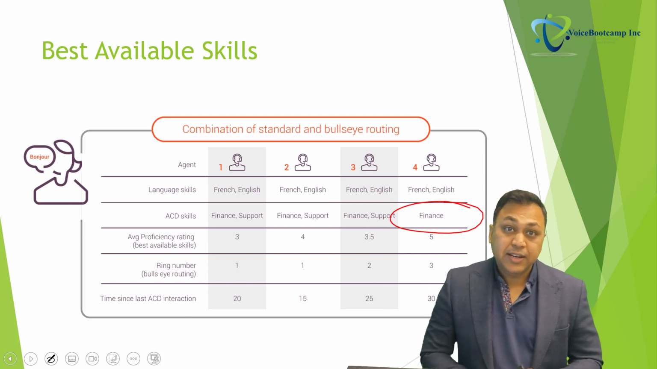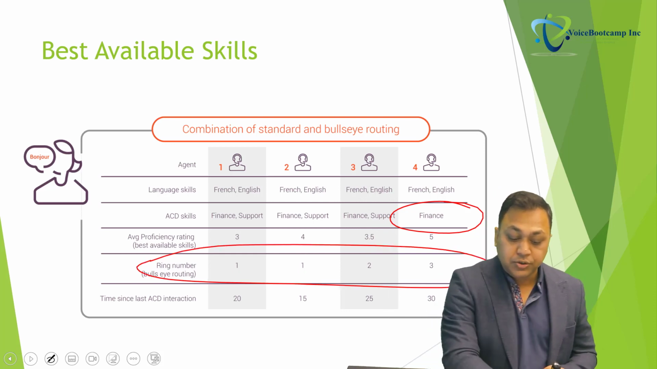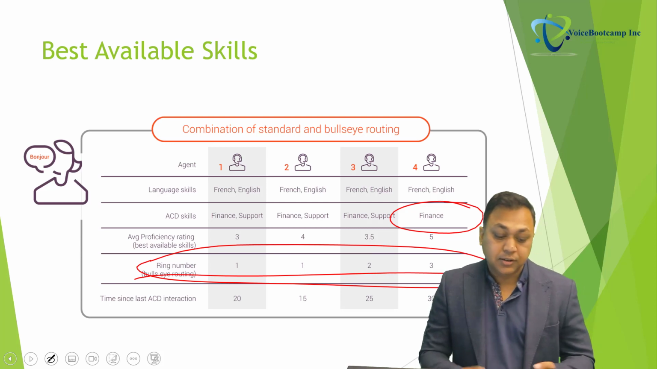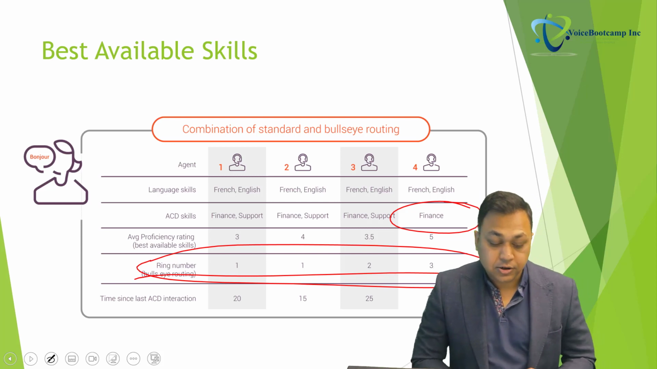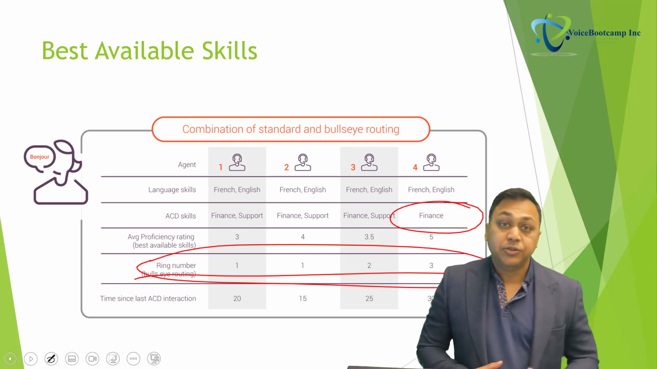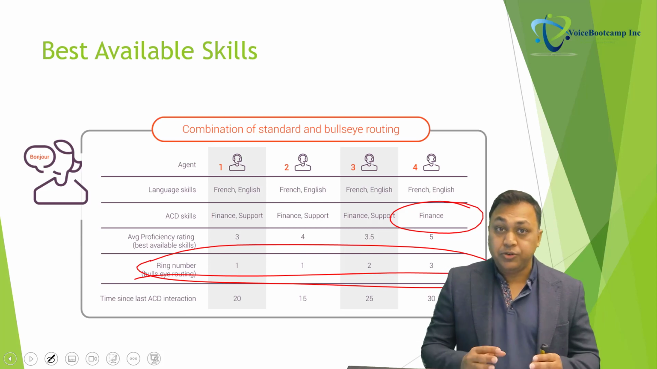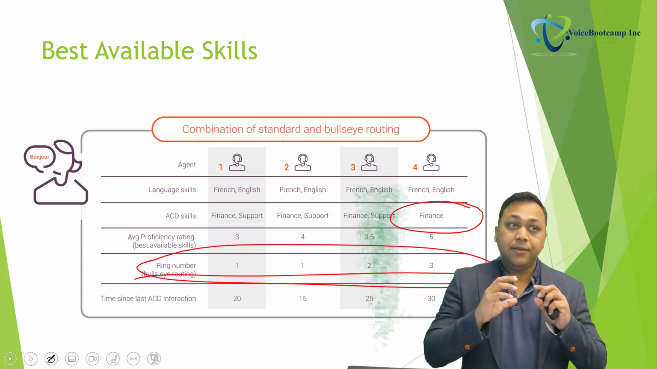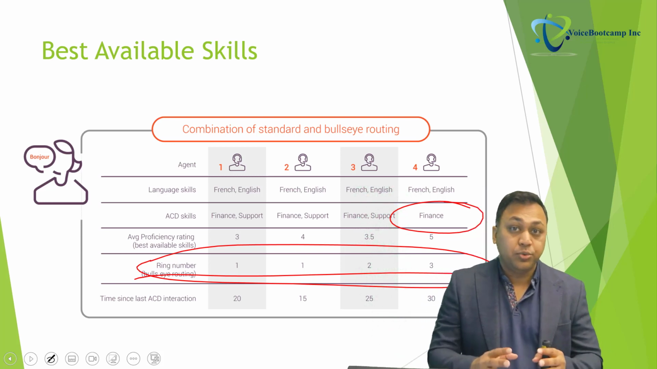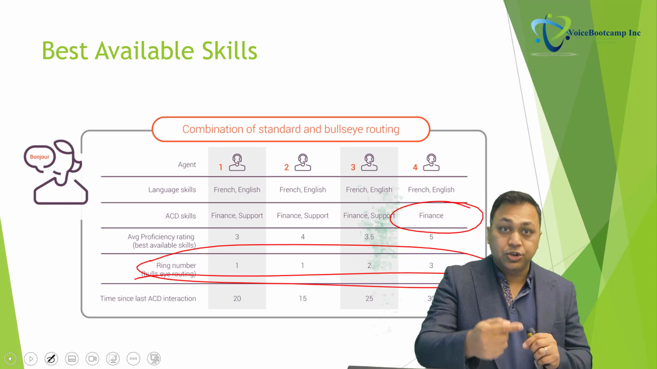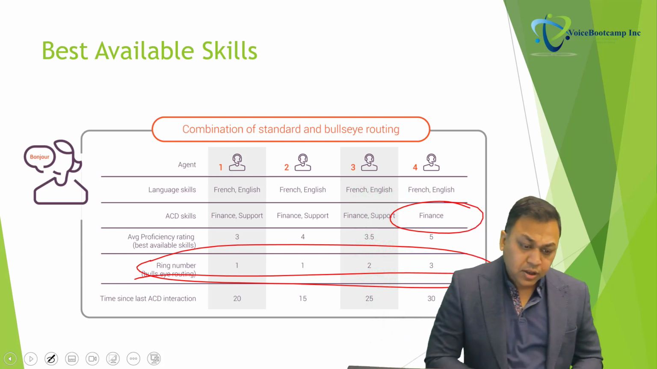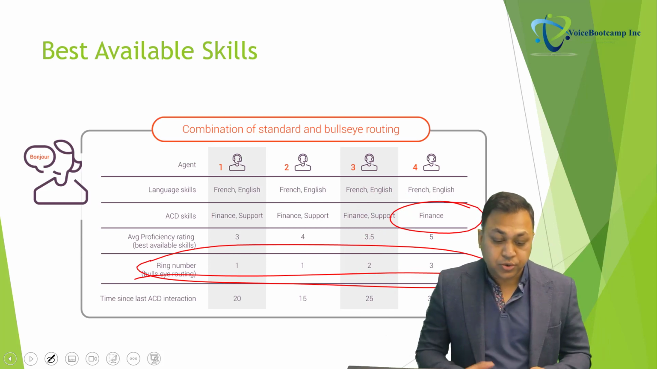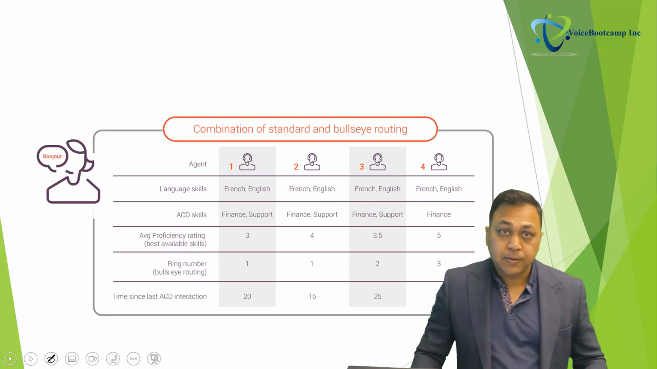If you're using standard ACD, the ring number will not be used, but you can use the proficiency, ACD skills, language skills, or longest idle time. But if you use bullseye routing, it will select the bullseye ring number first to narrow down the search. Then once you have a number of agents in that particular ring, it will use the other criteria to select among those agents. All right, so hopefully you got an idea. There will be more detailed discussions as we go through this course in the subsequent chapters.